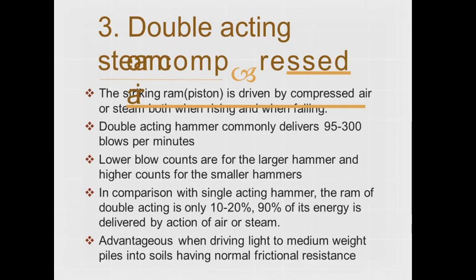So in this type of hammer, the double acting hammer, the speed of the ram is about 100 blows per minute as against about 60 for single acting hammers, and the energy delivered by each blow is about 20% more due to steam pressure. Okay, so this is about the double acting hammer.